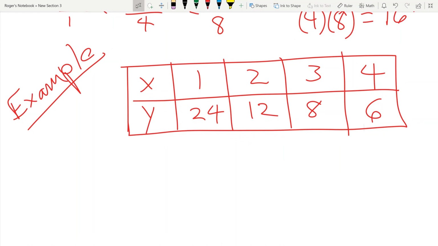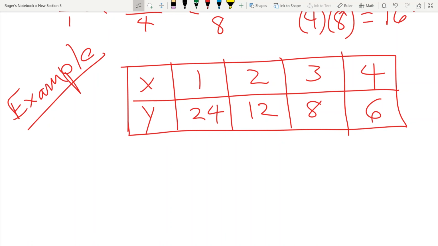Okay, so in this example, is this direct or is it inverse? Is this linear? Is it a straight line relationship? Is y divided by x equal to the same number? Well, 24 divided by 1 is 24. 12 divided by 2 is 6. 8 divided by 3 doesn't go nicely. You see that the numbers are different. This is not direct variation.